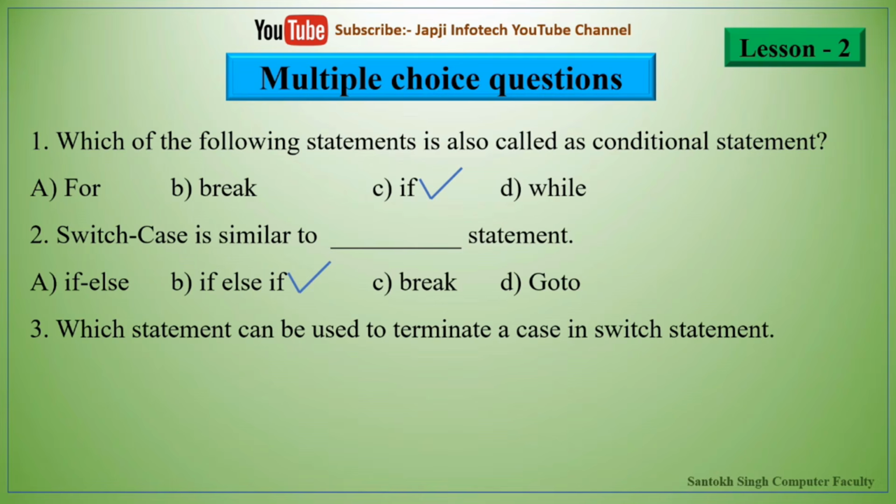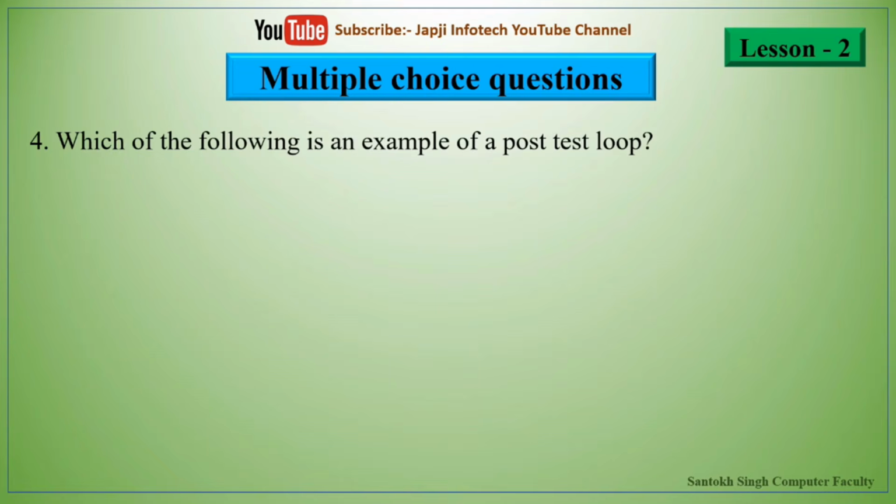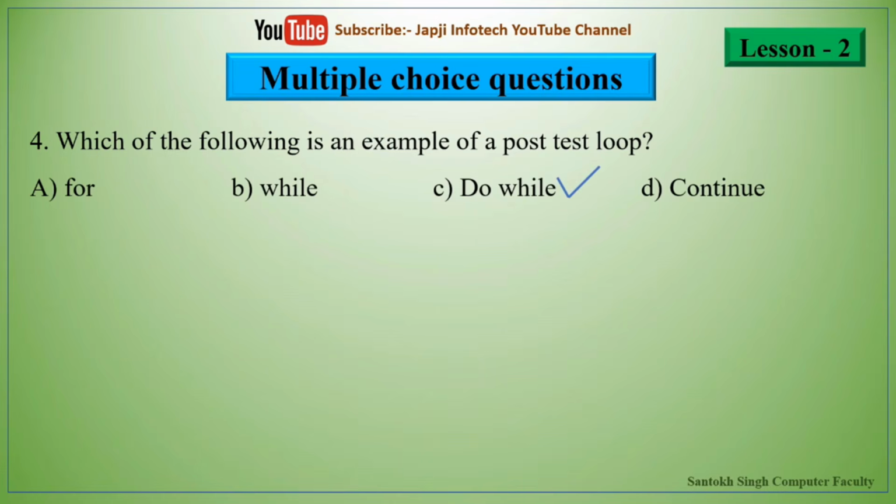The third one is, which statement can be used to terminate a case in a switch statement? The options are continue, go to, if and break. So the right answer is the break statement can be used to terminate a case in a switch statement. And the fourth one is, which of the following is an example of a post test loop? The options are for, while, do while and continue. So the right answer is do while is an example of a post test loop.